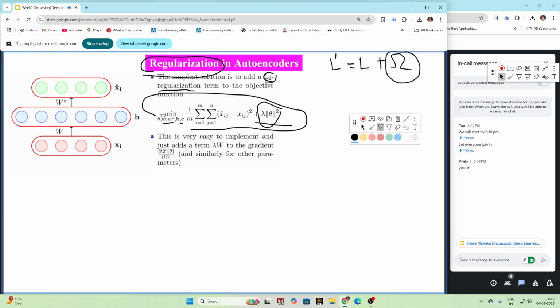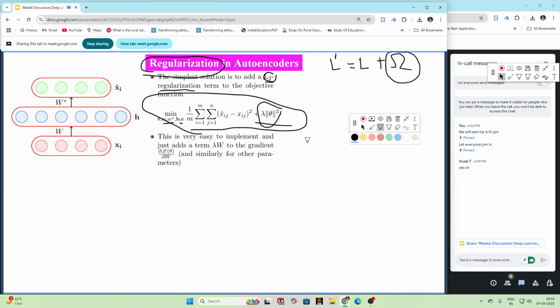So again I am repeating, what we do in regularization is we just increase the loss. Why do we increase the loss? Because we don't want to generalize more on our training set. That is why we increase the loss of the training. How do we increase it? Just by adding a term to our loss function.